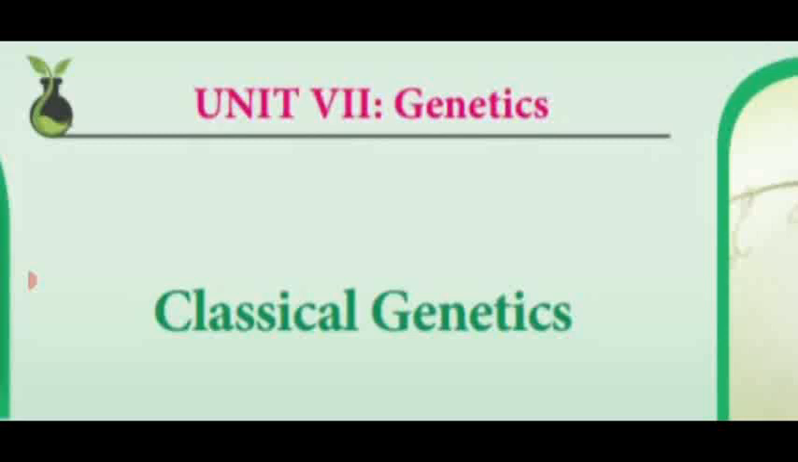Both of them have a pair of contrasting characters. Round has the pair of alleles, capital R, capital R. Yellow has the pair of alleles, capital Y, capital Y. So this is the dominant parent, crossed with the wrinkled, having the pair of alleles small r, small r, and green with small y, small y. That is the recessive parent with the different pair of alleles, crossed together.